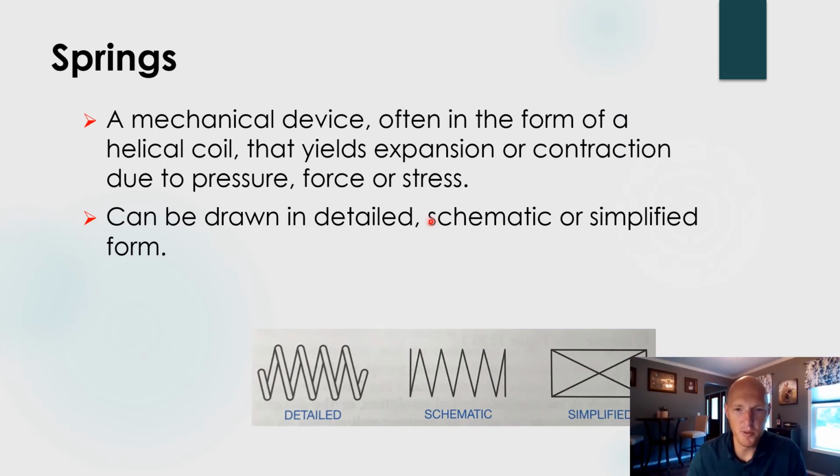With the springs, springs can be shown as detailed, schematic, or simplified. So simplified doesn't really look like a spring at all. It's just a box with an X, and then it would have a note explaining the spring.